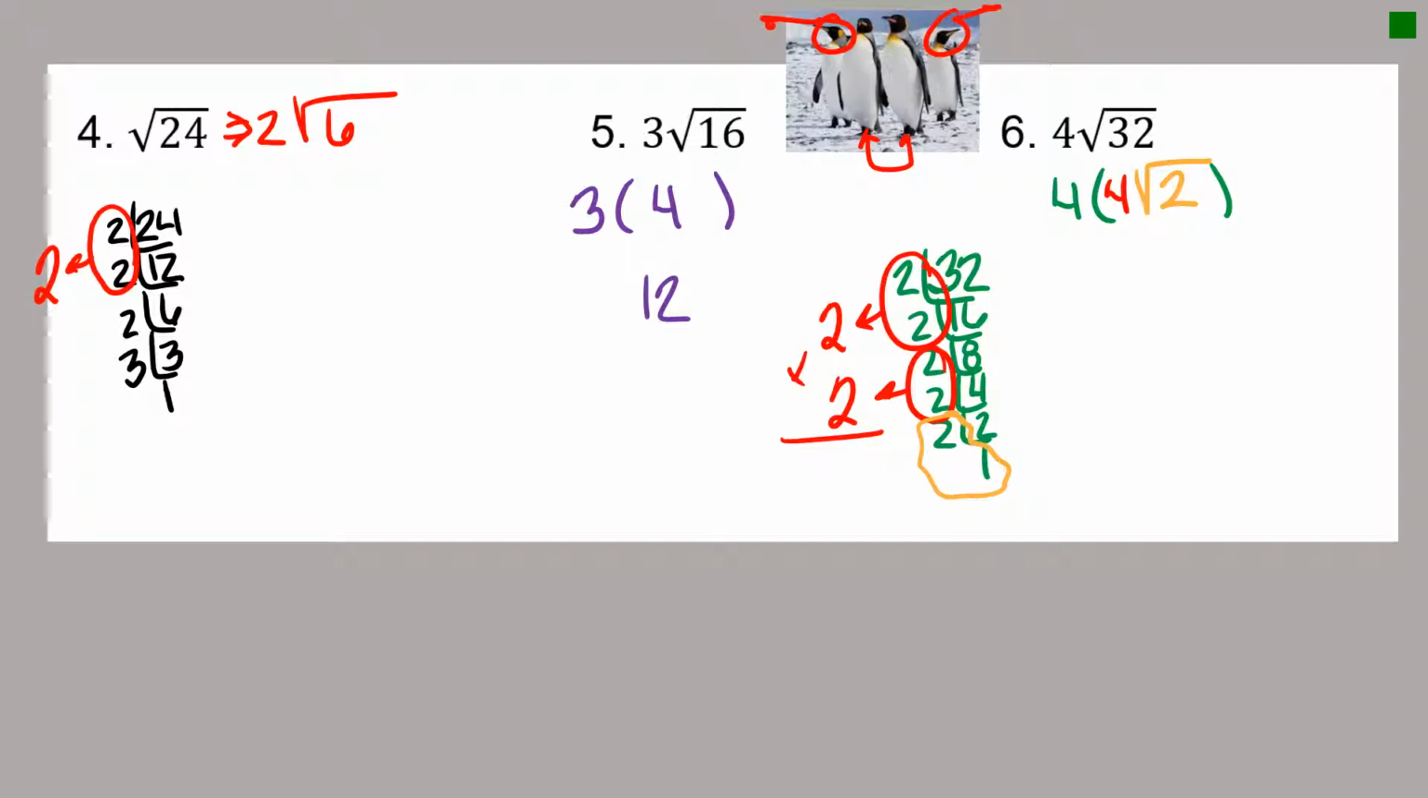Once you're outside, everything that's outside is going to get multiplied. 4 times 4 is 16. And the guy inside the radical is going to stay there. So it's 16 times the square root of 2.